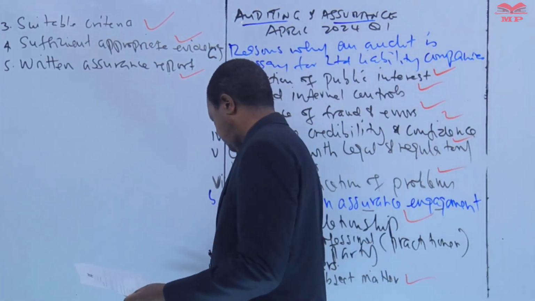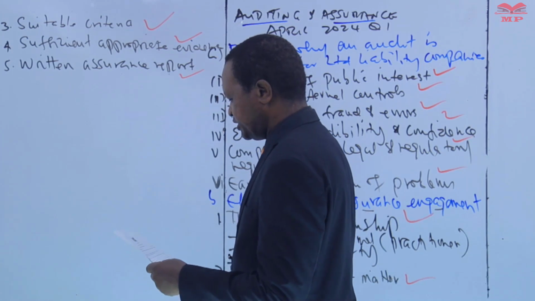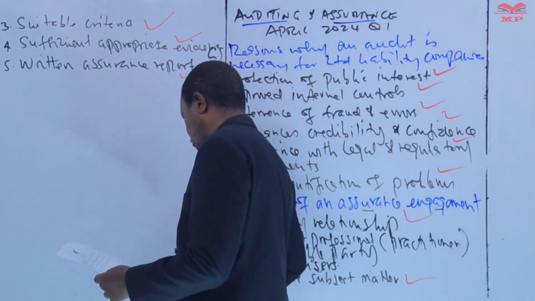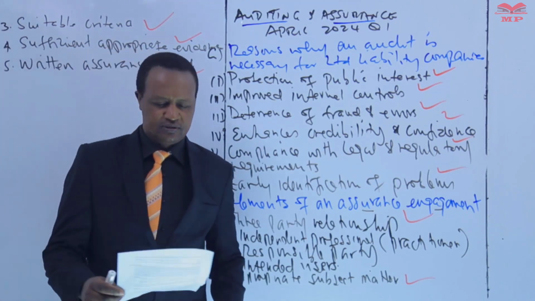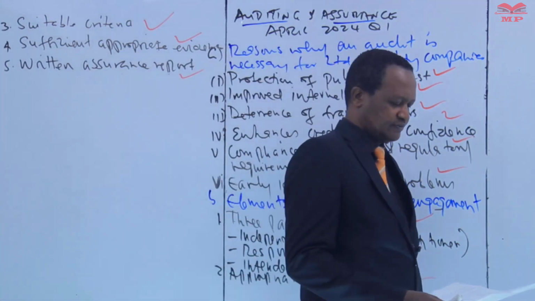1, unclaimed wages. 2, credit sales. 3, inventory in transit.